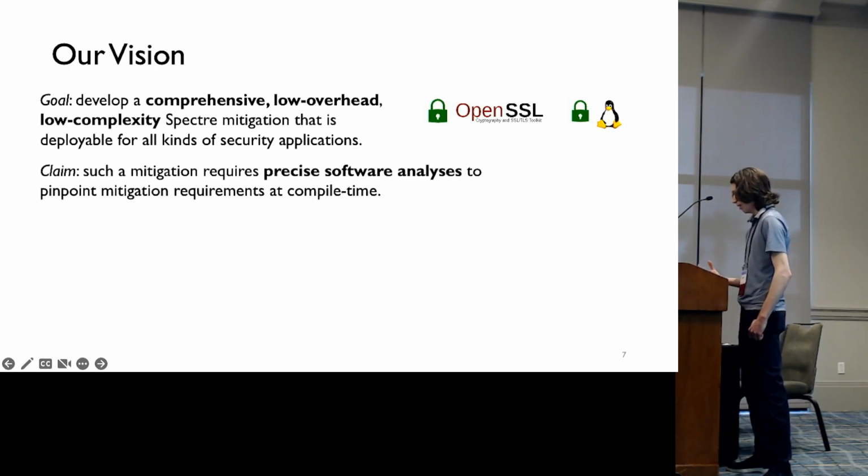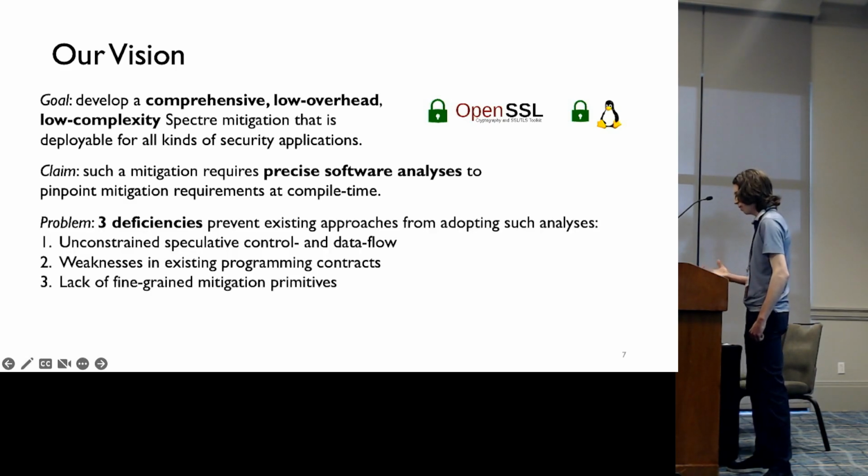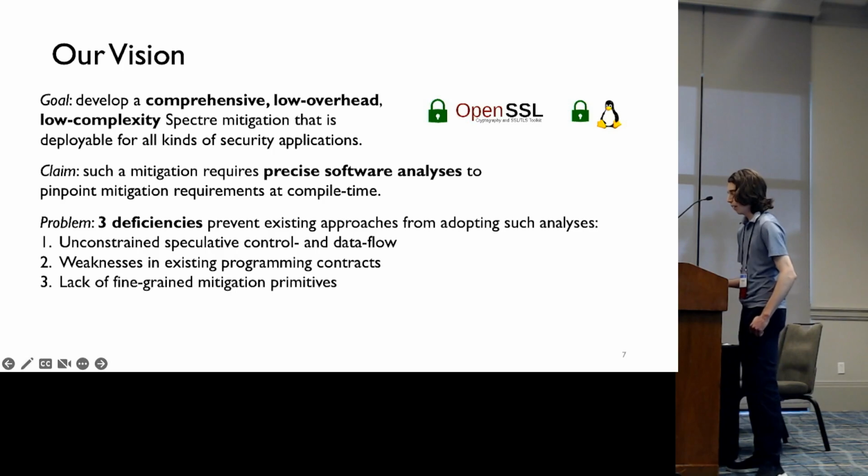And the way that we think, the best way to do this, we think, is using precise software analyses at compile time to be able to precisely pinpoint programs and mitigation requirements, and then communicate that to hardware. But this approach faces three major problems, which we'll need to overcome first. So first, unconstrained speculative control and data flow. Second, weaknesses in existing programming contracts. And finally, a lack of fine-grained mitigation primitives.